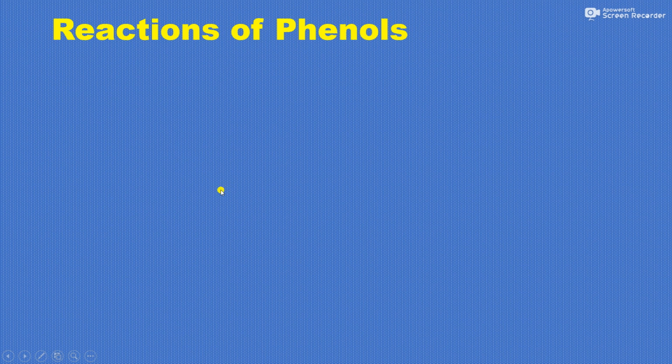Friends, now we are going to discuss reactions of phenols. The first type of reaction shown by phenol is electrophilic substitution reaction. Mostly, phenol shows electrophilic substitution reaction. Other reactions such as nucleophilic substitution reactions are very few. Mostly, electrophilic substitution reaction is favored.